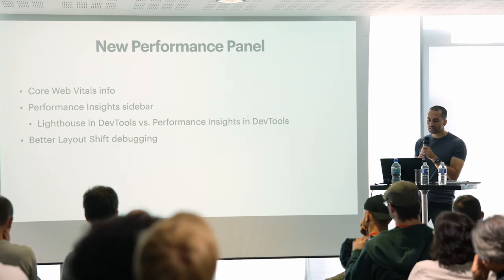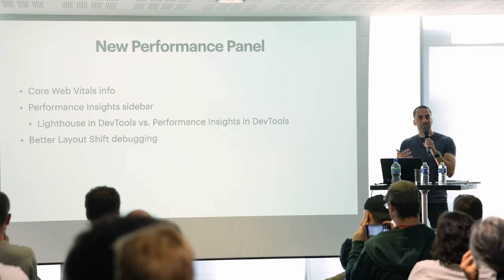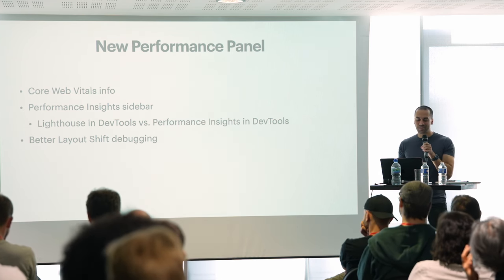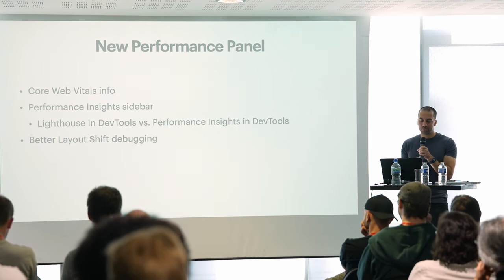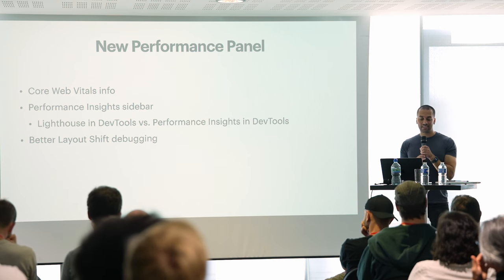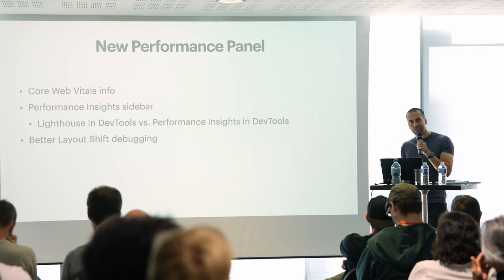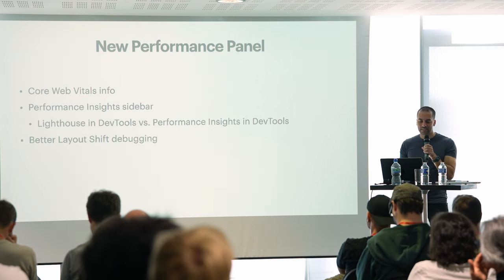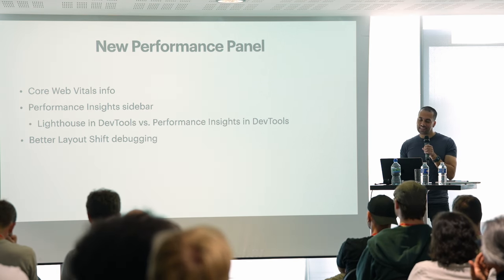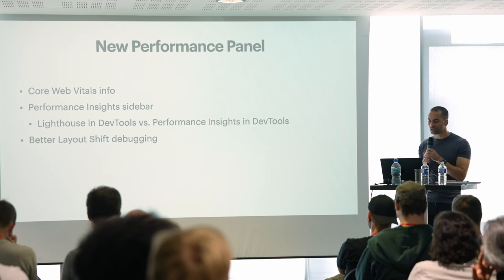Cool, and let's just recap what we saw. We saw a new performance panel landing page, as I've been calling it, which is basically a bunch of Core Web Vitals information. We saw the performance insight sidebar, which appears when you make a performance panel recording. And if you don't see it, click in the top left to open that sidebar. And then you got better layout shift debugging, which was pretty cool. That's what we just saw.